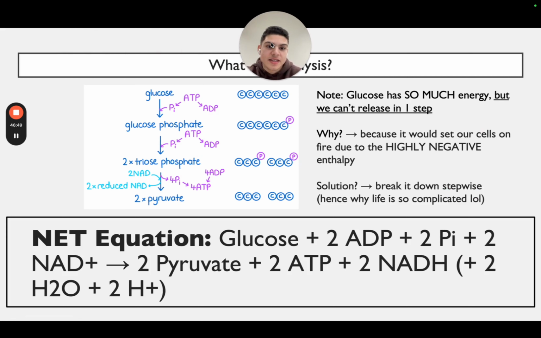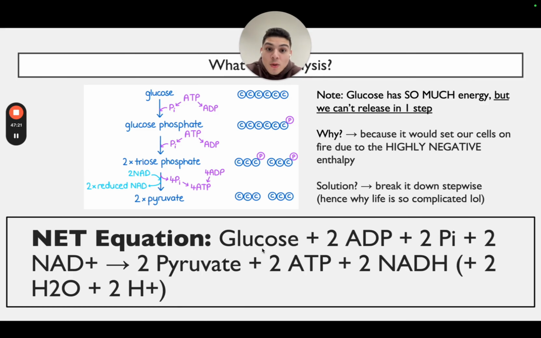So, what is glycolysis? Note that glucose has so much energy inside of it, but we can't just release it in one step, or else our cells would literally catch on fire. So the solution, in order to not set our cells on fire, is to have a stepwise breakdown of glucose, where we harness energy at each step in manageable chunks and turn it into ATP or reduced cofactors.